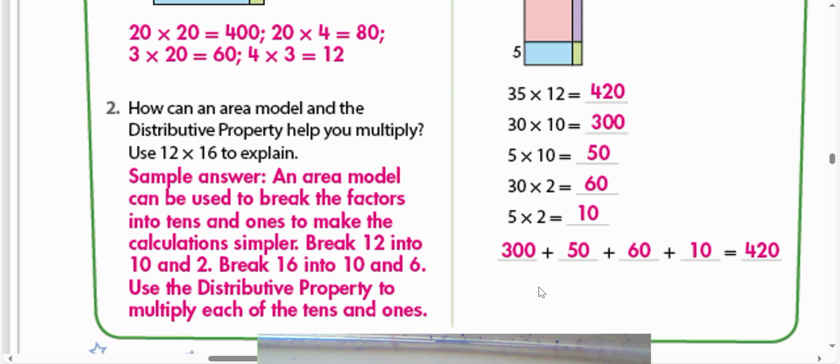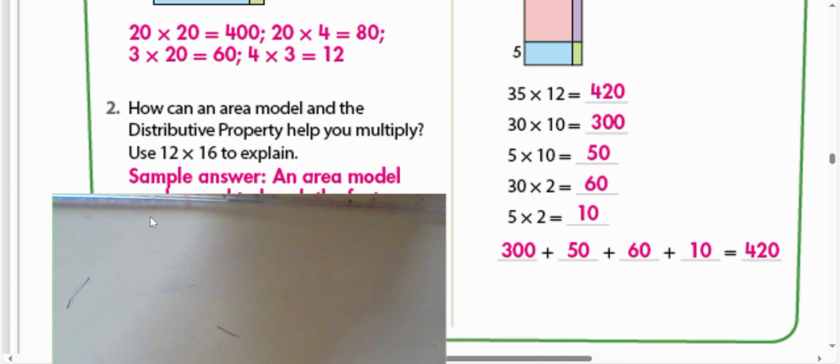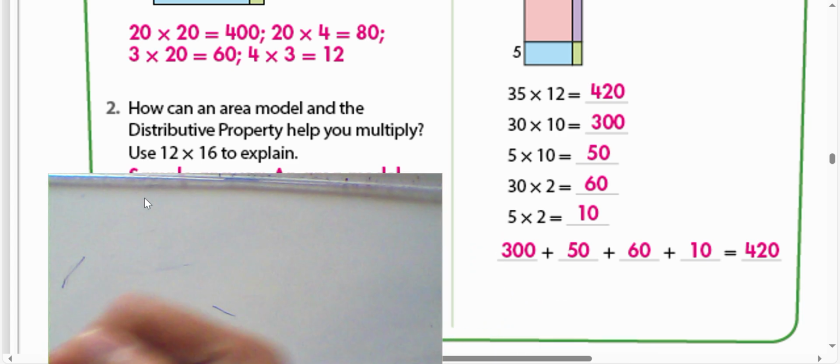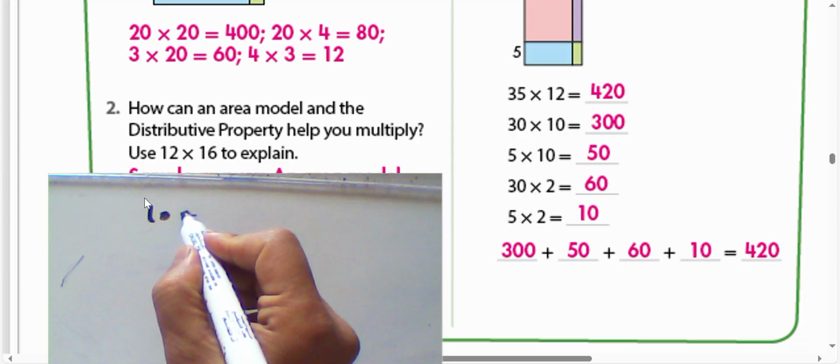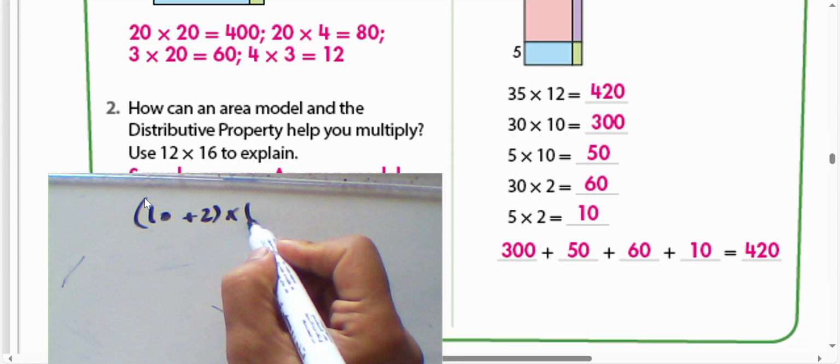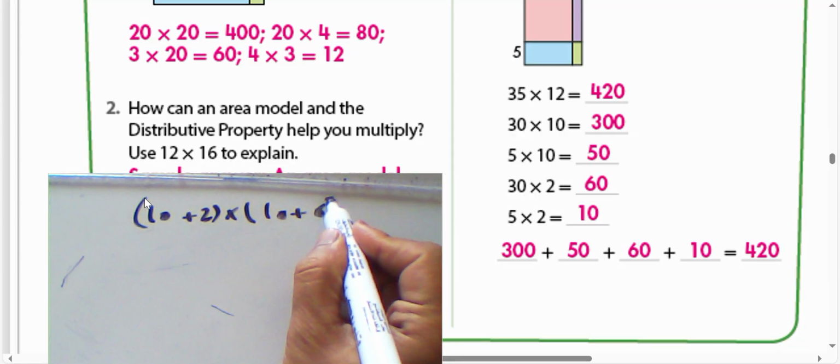How can an area model and the distributive property be used to multiply? Use 12 times 16 to explain. An area model can be used to break factors into tens and ones to make the calculations simple. Break 12 into 10 plus 2, like this. Okay, this is 12 times 16. I can write here 10 plus 2, multiplied by 16, 10 plus 6.